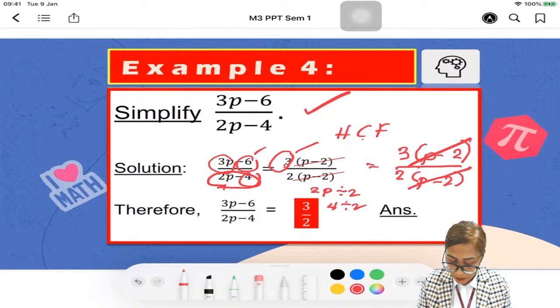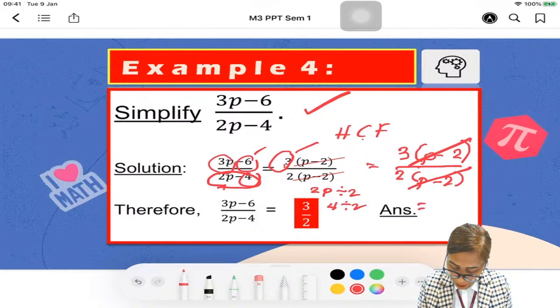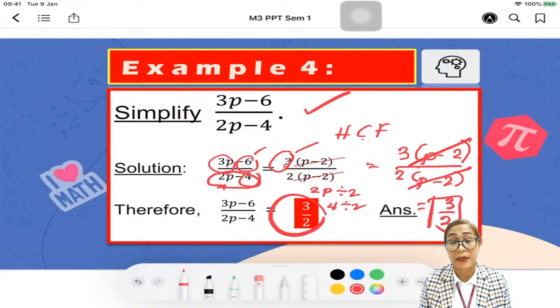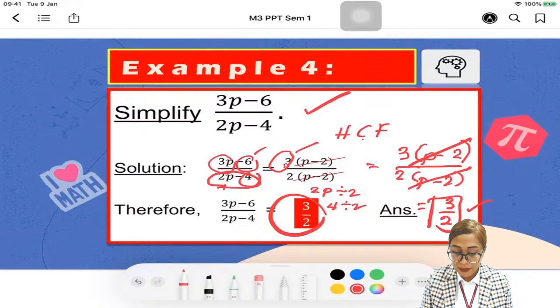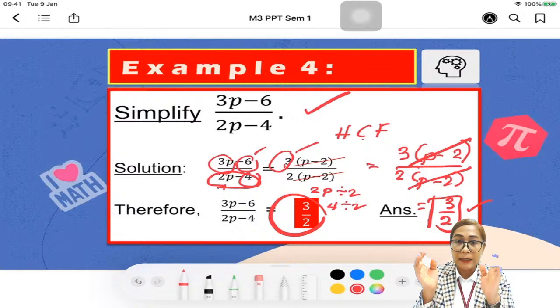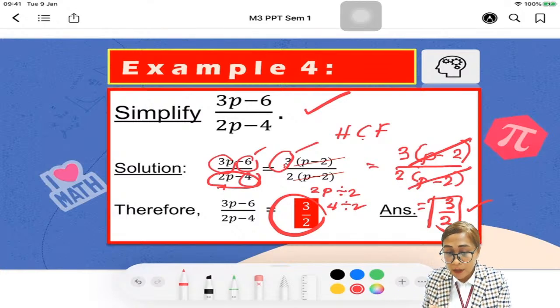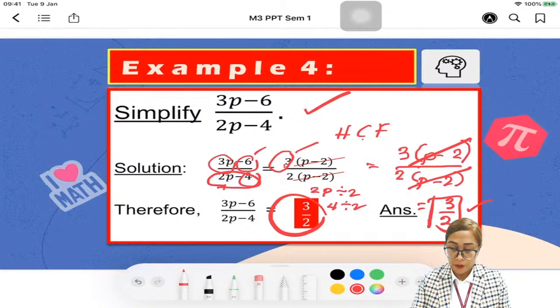So what is the answer? The answer is 3 over 2, which is the same as this. Yes? This is the simplified form of 3p minus 6 all over 2p minus 4. It's like we simplify the algebraic fraction into 3 over 2.